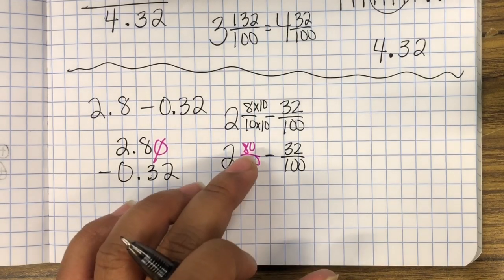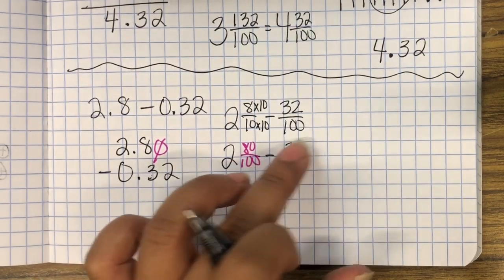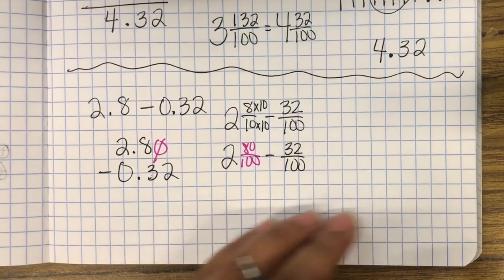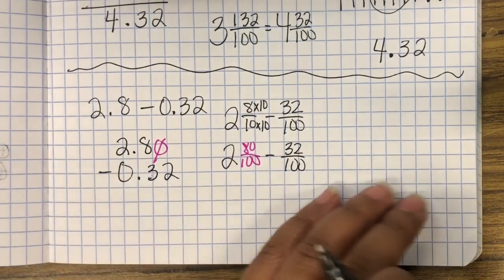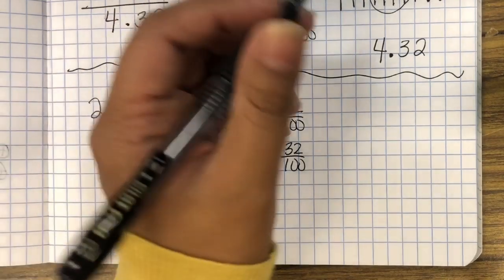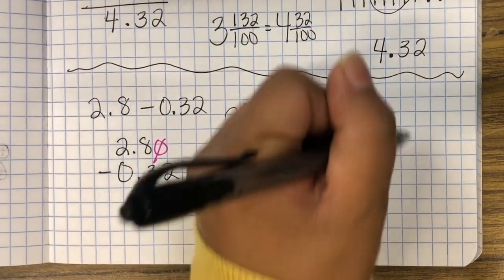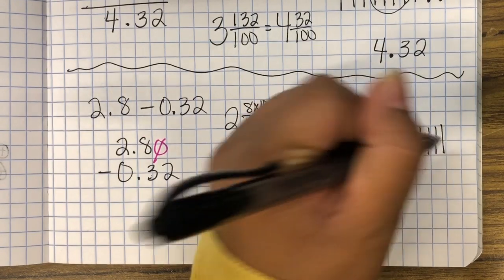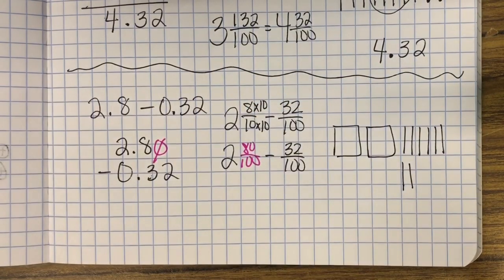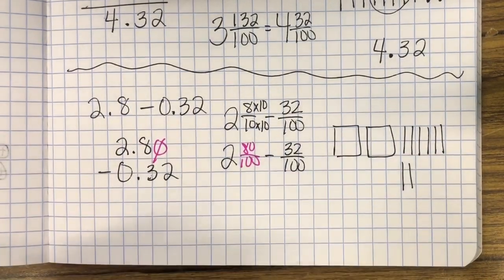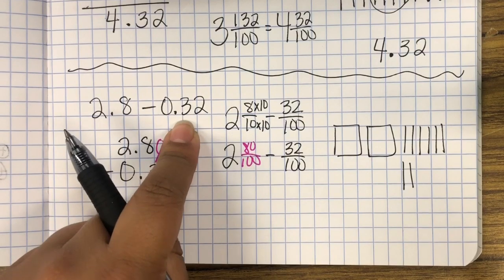So as we can see, we have 80 minus 32. 80 minus 32 has to do with regrouping. Now, the regrouping will make sense with the model. So instead of actually solving, I'm going to show it with the model. So we start off with 2 wholes and 8/10. 1, 2, 3, 4, 5, 6, 7, 8. Yeah, 8/10. It says to take away 3/10 and 2 hundredths.